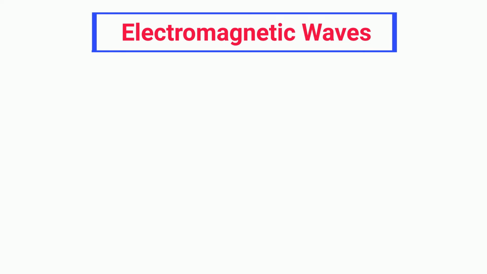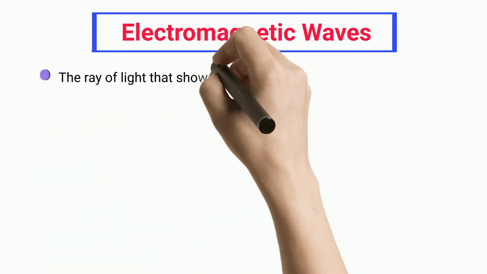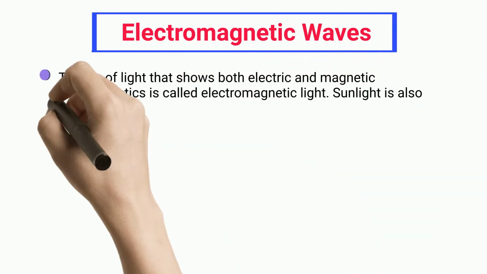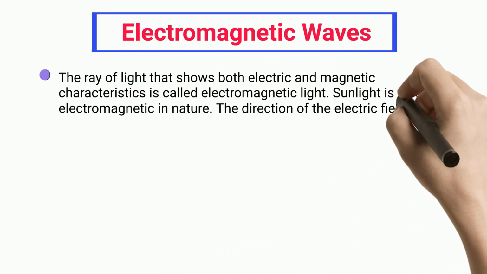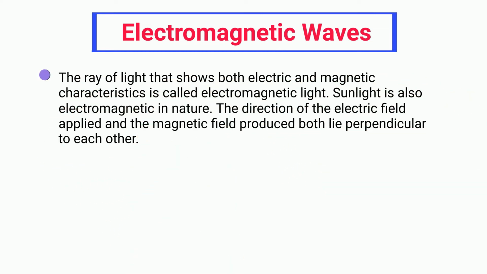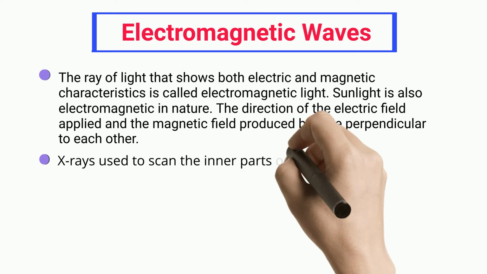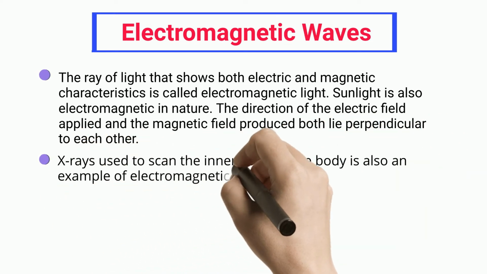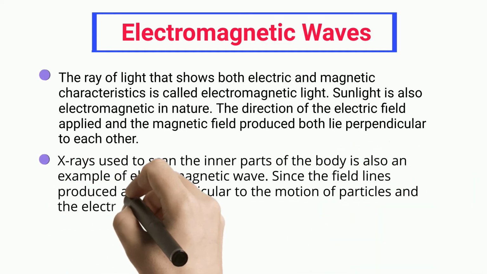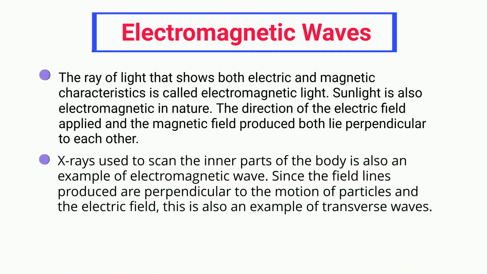Electromagnetic waves. The ray of light that shows both electric and magnetic characteristics is called electromagnetic light. Sunlight is also electromagnetic in nature. The directions of the electric field applied and the magnetic field produced both lie perpendicular to each other. X-rays used to scan the inner parts of the body are also an example of an electromagnetic wave. Since the field lines produced are perpendicular to the motion of particles and the electric field, this is also an example of transverse waves.